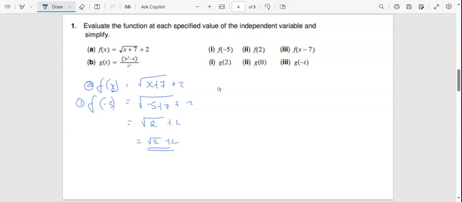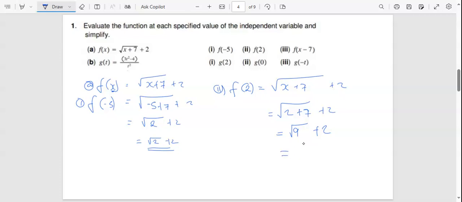So number two now, they are saying f of 2. When you put 2 there inside, wherever there's x, you put 2. So that will be root of 2 plus 7, then plus 2. So that will be 9 inside the root, then plus 2. Root of 9 will be 3, then 3 plus 2, that will be 5. So that is about that one.